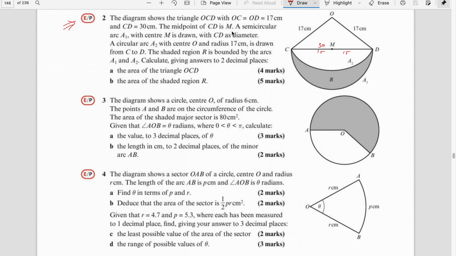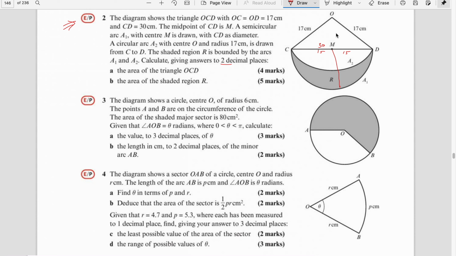The midpoint of CD is M, a semicircle arc A1 with center M is drawn, so the radius for this A1 is 15 and CD is the diameter. A circular arc A2 with center O and radius 17, this is A2 which has this radius 17, is drawn. The shaded region R is bounded by the arcs A1 and A2. Calculate, giving answers to two decimal places, the area of triangle OCD.